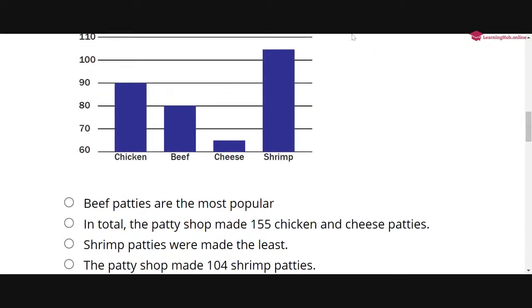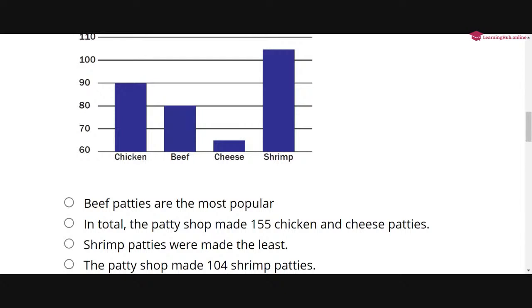Okay. Now let's look at the answers. It says beef patties are the most popular. Now the most popular means that they would bake the most. So that's not true because as a matter of fact, chicken patties are baked more than beef, and the bar for shrimp is higher than beef. So that's not true. As a matter of fact, they made more shrimp patties than anything else. Then chicken would come next, then beef, and then cheese.